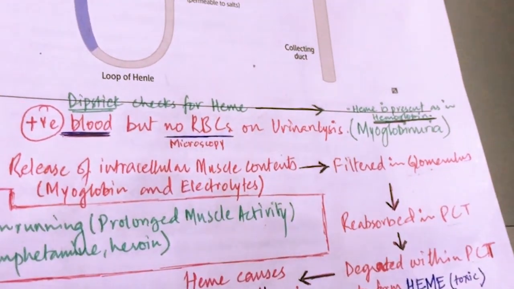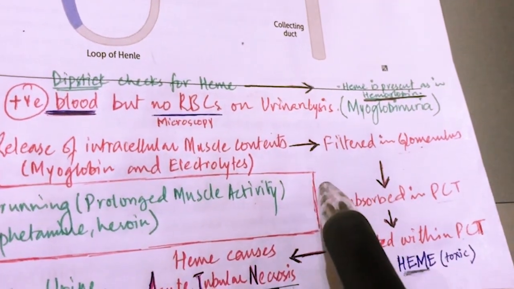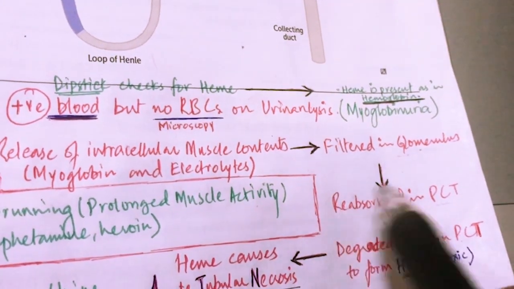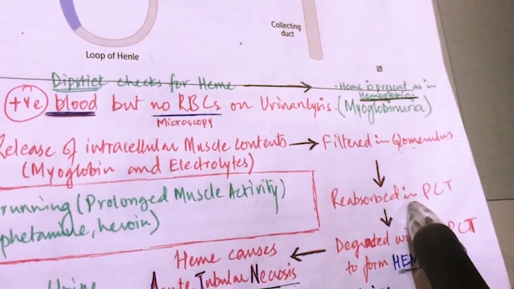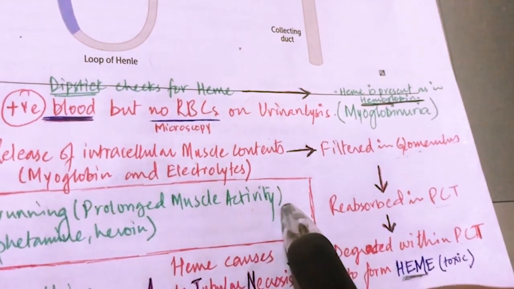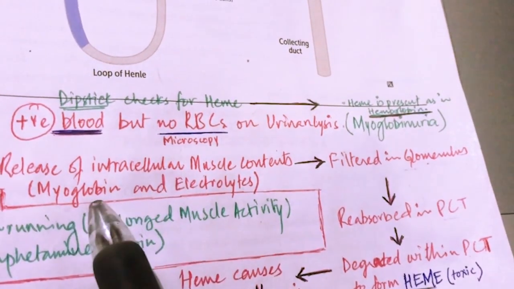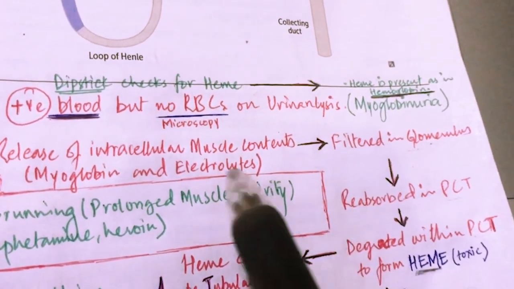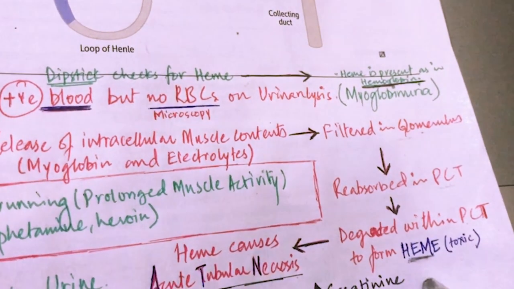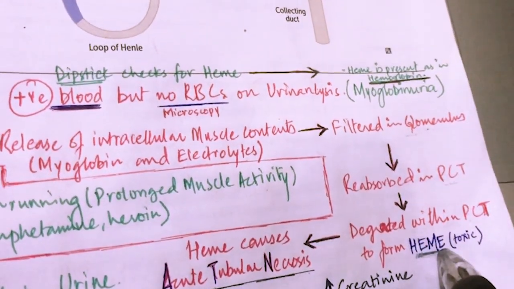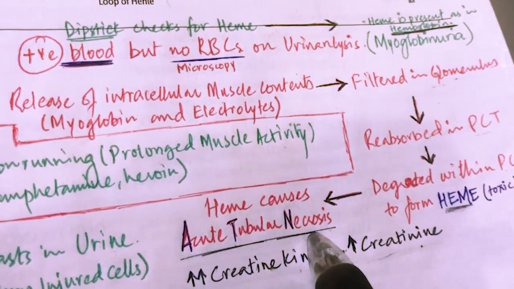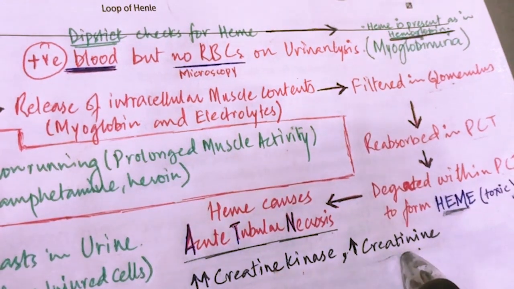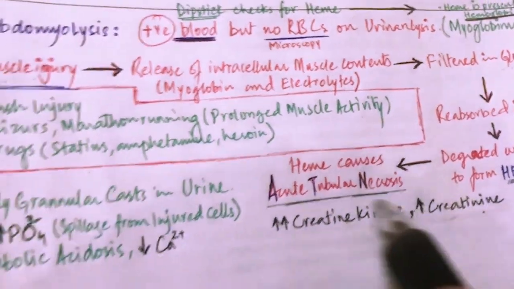Small polypeptides like insulin, when they are freely filtered in the glomerulus, are reabsorbed in the PCT and degraded in the proximal convoluted tubules. The byproducts are reabsorbed back into the blood. But in the case of myoglobin, when it's filtered in the glomerulus and degraded in the PCT, the end product of myoglobin degradation is heme, which is a toxic compound that causes acute tubular necrosis. Obviously it causes renal failure, and an increase in creatinine level will be seen.